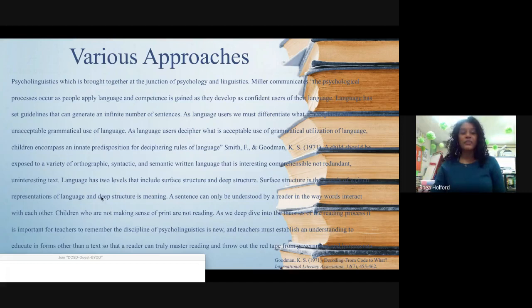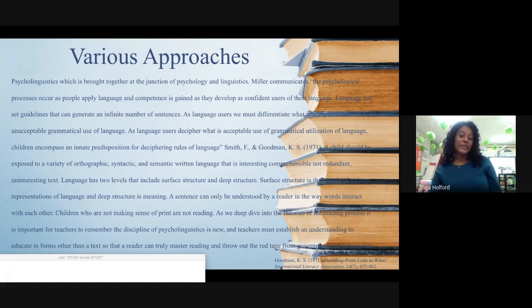Sounds of written representations of language, and deep structure is meaning. A sentence can only be understood by a reader in the way words interact with each other. Children who are not making sense of print are not reading. As we deep dive into the theories of the reading process, it is important for teachers to remember the discipline of psycholinguistics is new, and teachers must establish an understanding to educate in forms other than a text so that the reader can truly master reading and throw out the red tape from government bureaucrats.